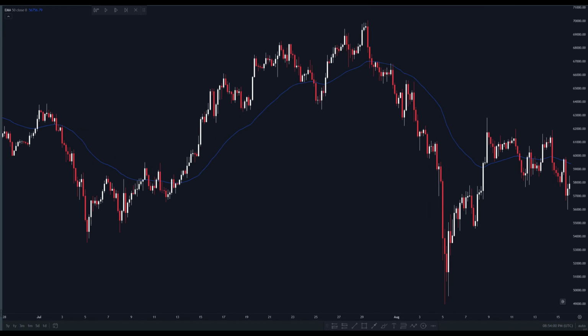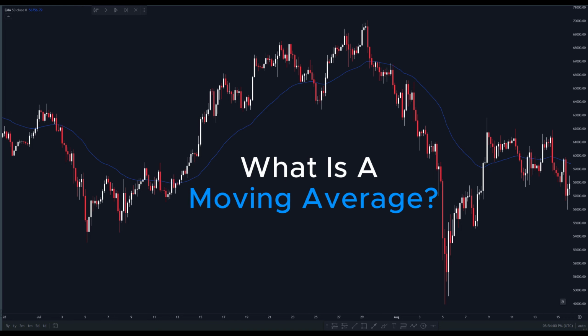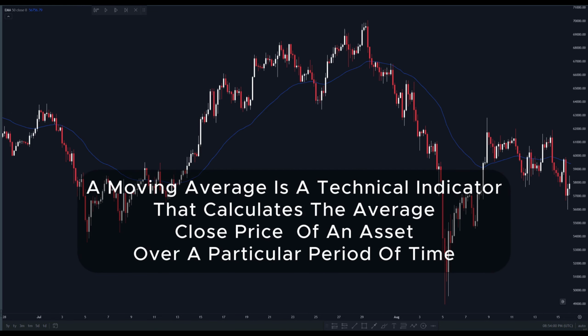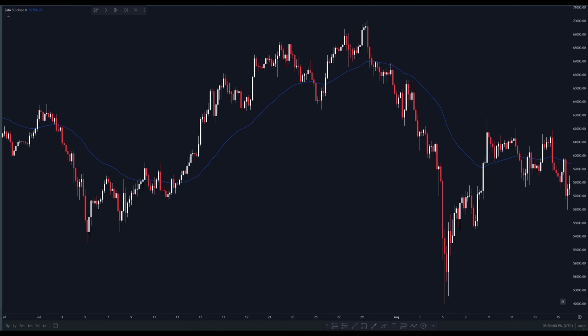The first question is, what is a moving average? A moving average is a technical indicator that calculates the average close price of an asset over a particular period of time. Here on the chart, the 50-period moving average is applied, and it will calculate the average close price of the last 50 candles. One of the best advantages of using moving average is that it helps us to create a clear picture of market trend.